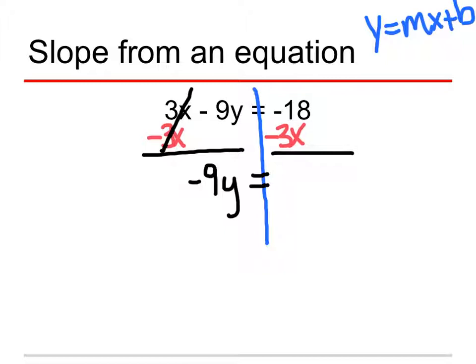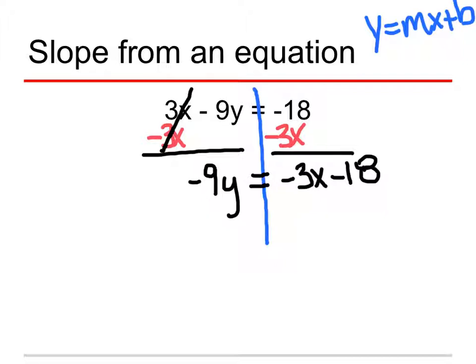On the right side, we have a negative 18 and a negative 3x. From our equation, we need to put our negative 3x first. And remember that these cannot go together because they are not like terms. You have to write your x term down. You cannot do negative 18 minus 3. So by subtracting 3x, I'm getting closer to having y by itself. We've got negative 9y equals negative 3x minus 18.